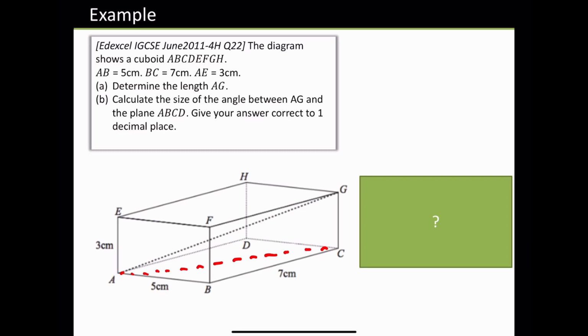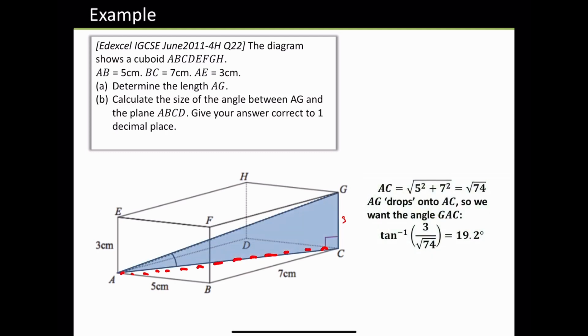So after you work out AC, you can actually use that, and you know that this height is also 3, to do this triangle here, ACG, to work out what the length would be. So, and therefore tan is 19.2 for question B.